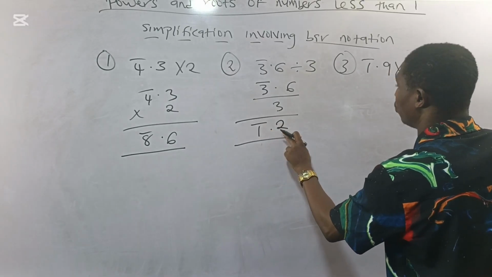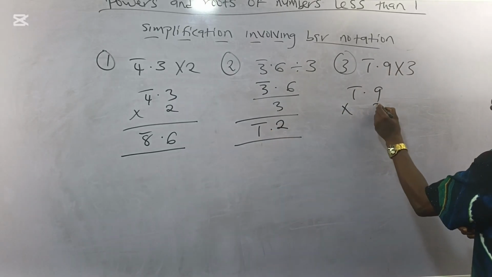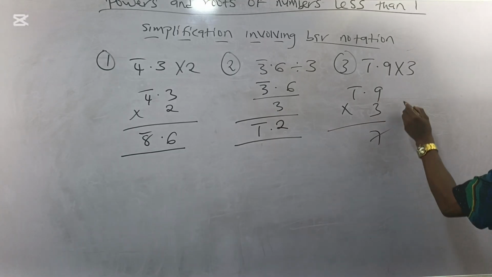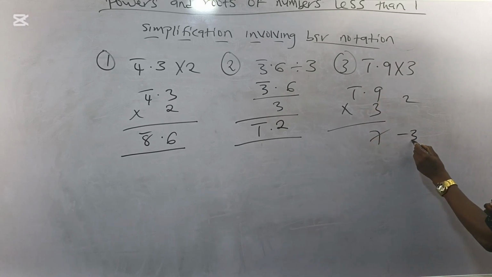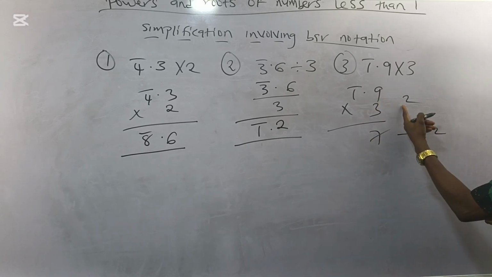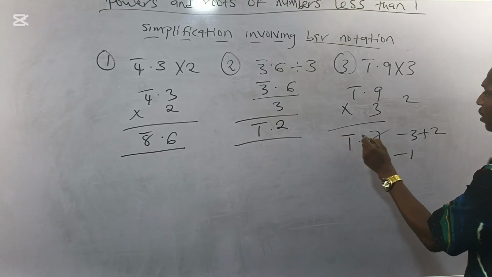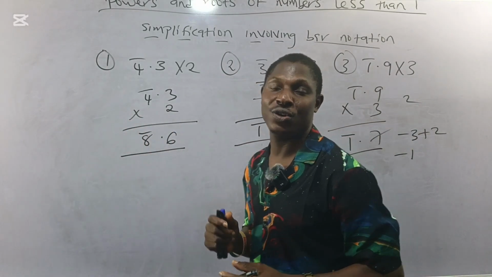Bar 1.2. And I have bar 1.9 times 3. 3 times 9 is 27. Alright, 7 carry 2. 3 times bar 1, which is minus 1, will give me minus 3. And minus 3 plus the 2 that was left here will give me minus 1, which is bar 1. So this is the answer to these 3 simplifications.